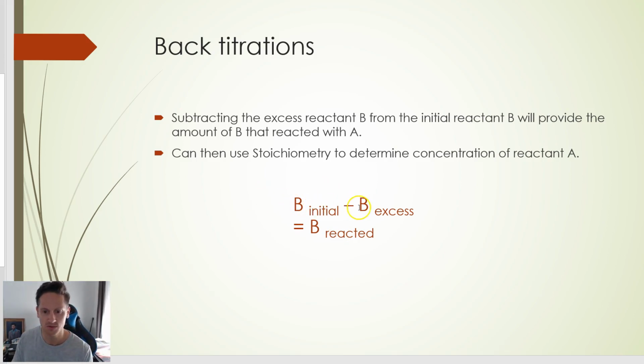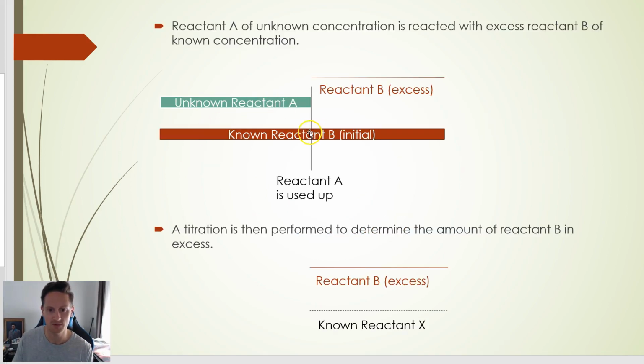So B initial subtract B excess equals B reacted. So B reacted would be this, just moving back, this much here. And then just do a mole ratio conversion in order to get reactant A.